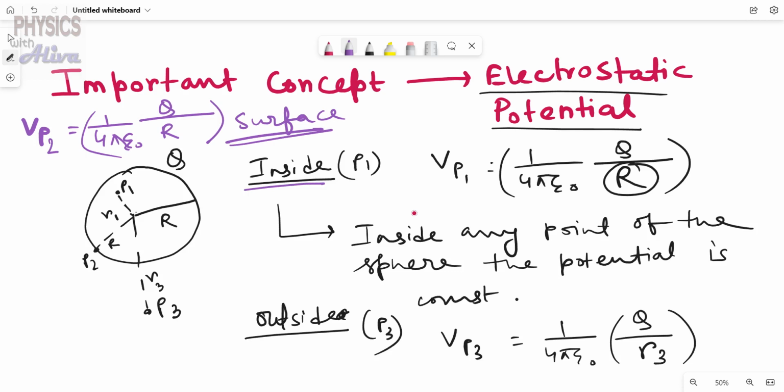Using these three equations, we will discuss another important concept.